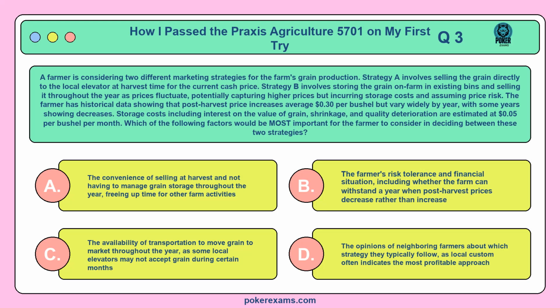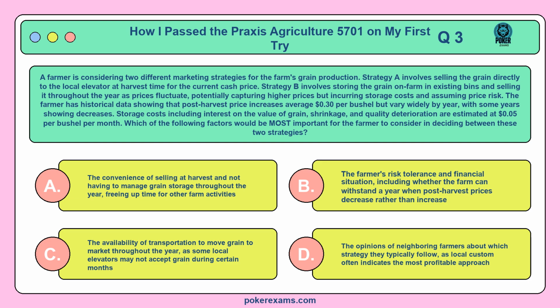Question 3. A farmer is considering two different marketing strategies for the farm's grain production. Strategy A involves selling the grain directly to the local elevator at harvest time for the current cash price. Strategy B involves storing the grain on farm in existing bins and selling it throughout the year as prices fluctuate, potentially capturing higher prices but incurring storage costs and assuming price risk.